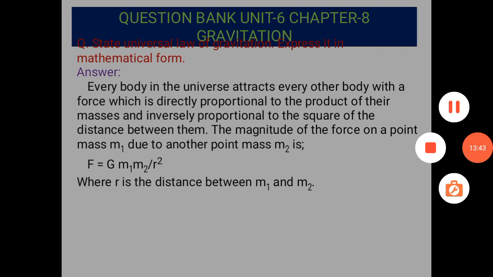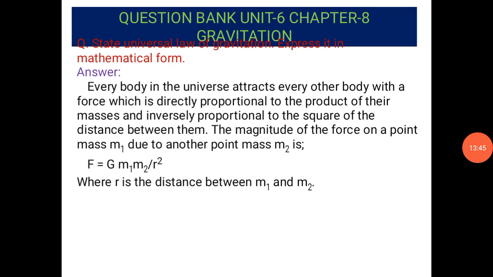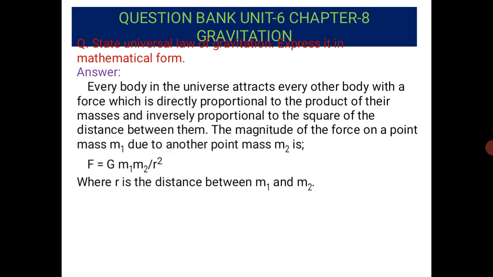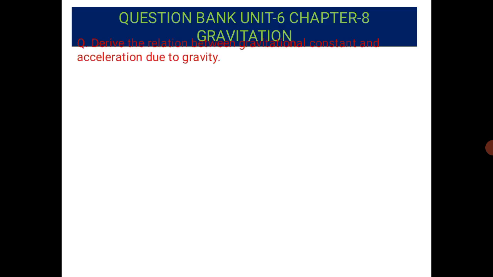So let us discuss the next question. The question is the same, repeated: derive the relation between small g and capital G. Small g is acceleration due to gravity and capital G is the gravitational constant. So what we need is the relation between small g and capital G.